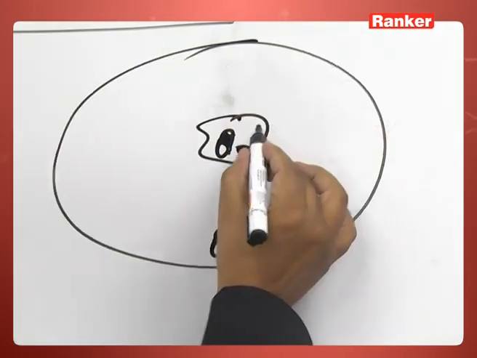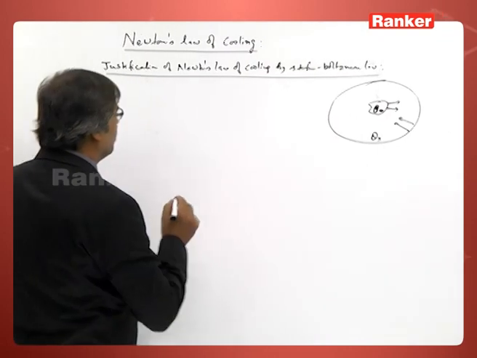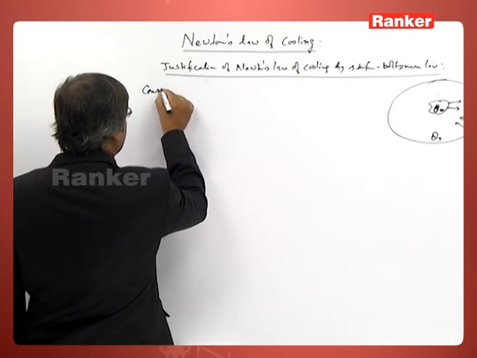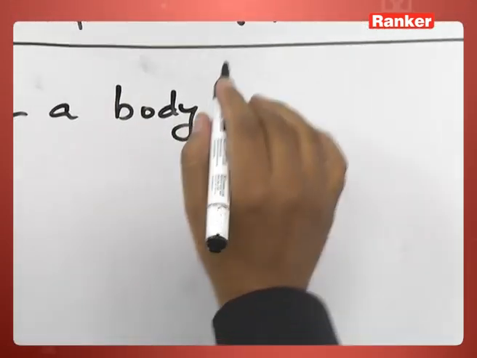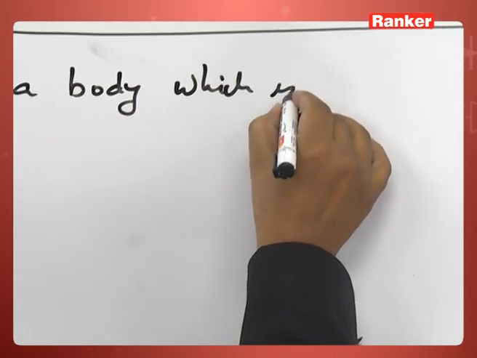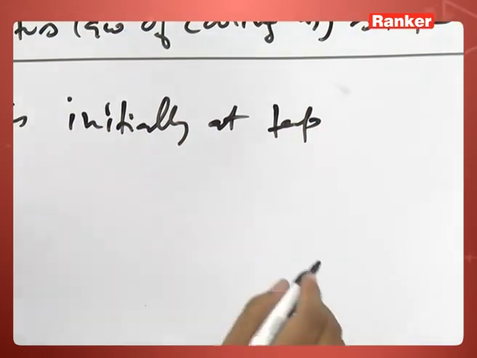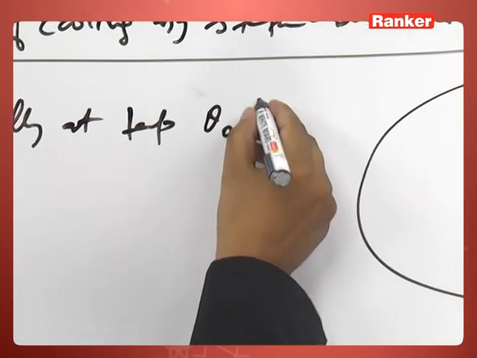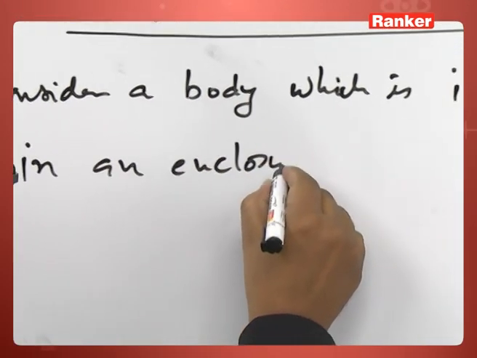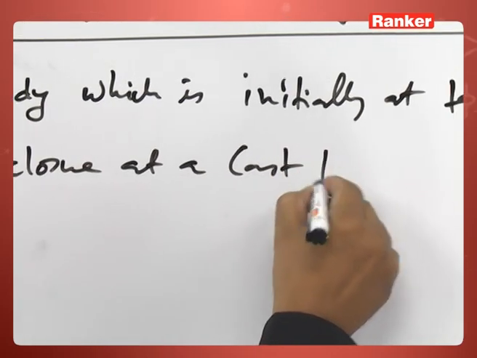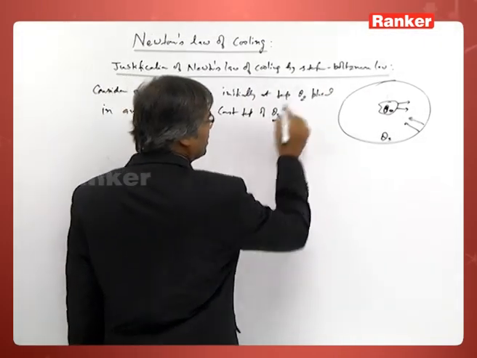So, what happens? It emits radiation as well as it absorbs radiation. So, consider a body, let us assume it is a black body. Consider a body which is initially at temperature theta naught placed in an enclosure at a constant temperature of theta s. So, theta s is constant and theta naught is changing.